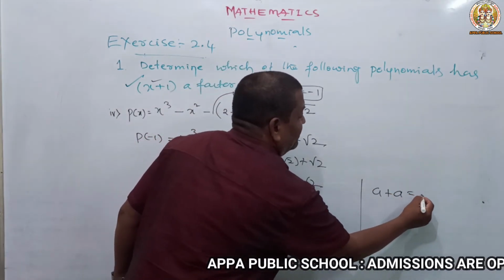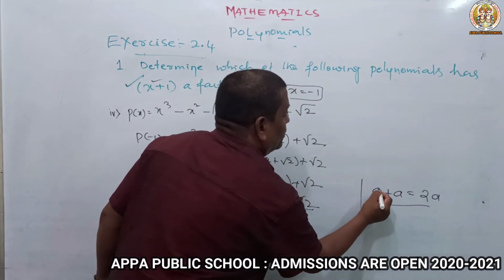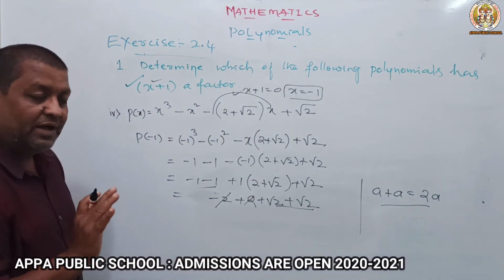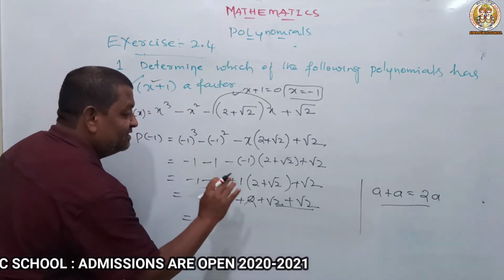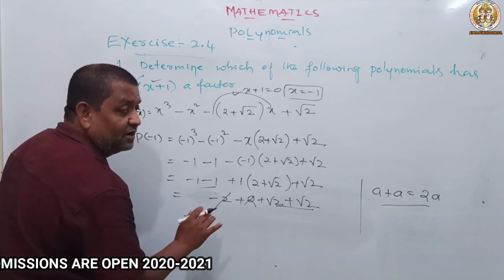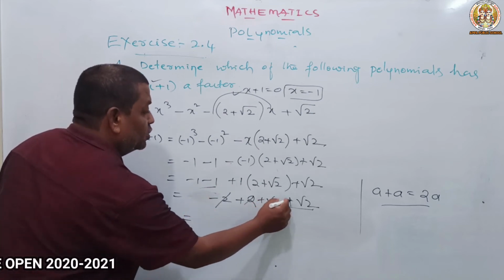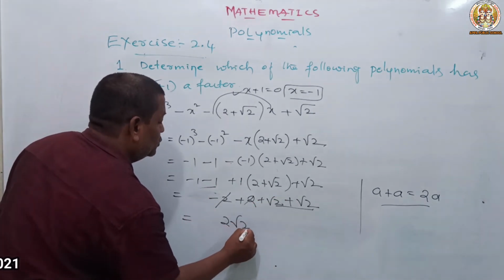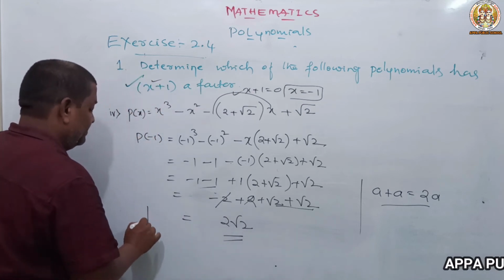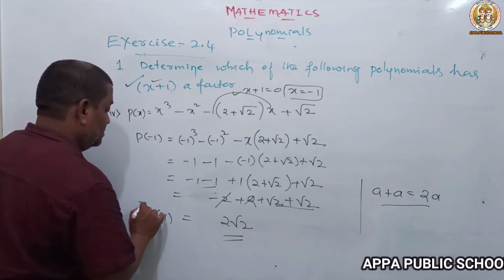A plus c, that is 2a. Okay? It is just a variable. Means it is some symbol, that's all. A symbol, not a number. So root 2, that is 2 root 2. That is P of minus 1.